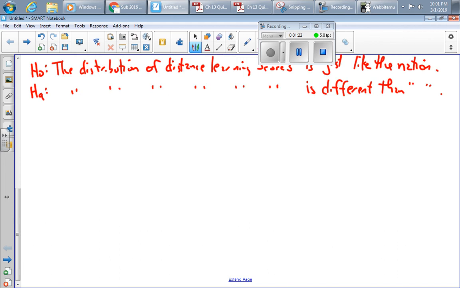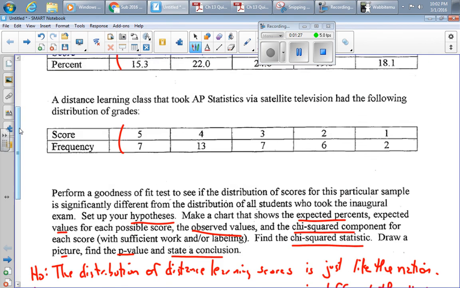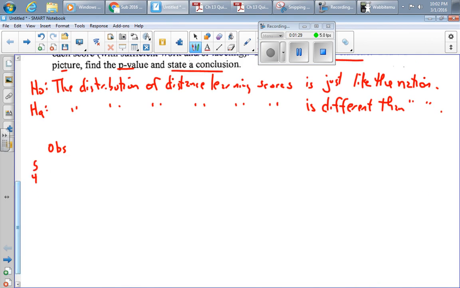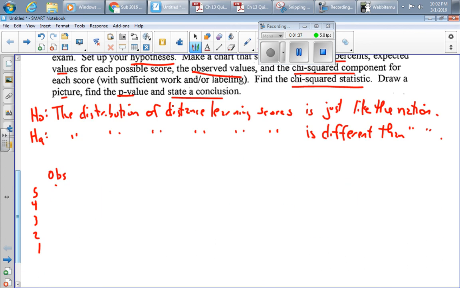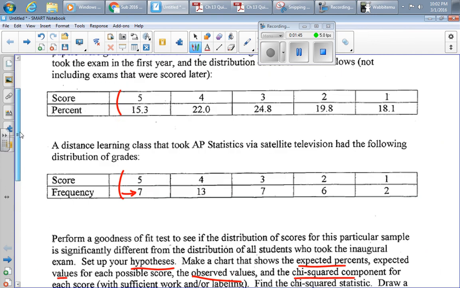So now what I want to do is make a table, and my observed values, the scores are 5, 4, 3, 2, 1. And so my observed values are these here, 7, 13, 7, 6, 2. My expected percents are these numbers right here: 15.3%, 22%, 24.8%. And what I'm going to do now is type these numbers into my calculator. So I'll pause the video and get them typed in.